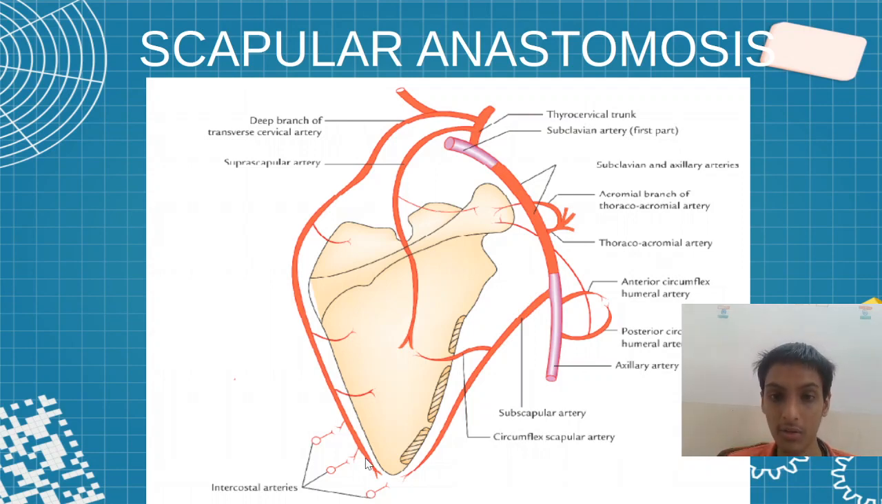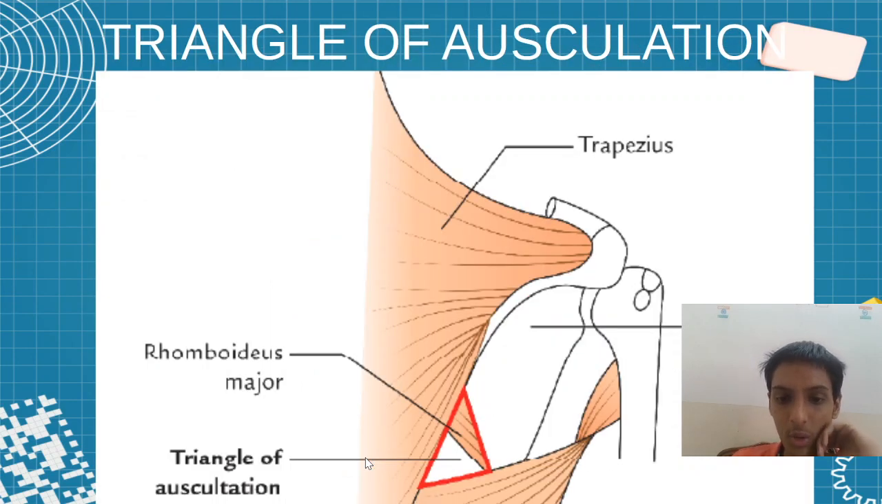Okay, right. Now the triangle of auscultation. What is forming the triangle of auscultation? This is only important. So upper trapezius, lower the latissimus dorsi, and here the rhomboideus major. This is forming the triangle of auscultation.